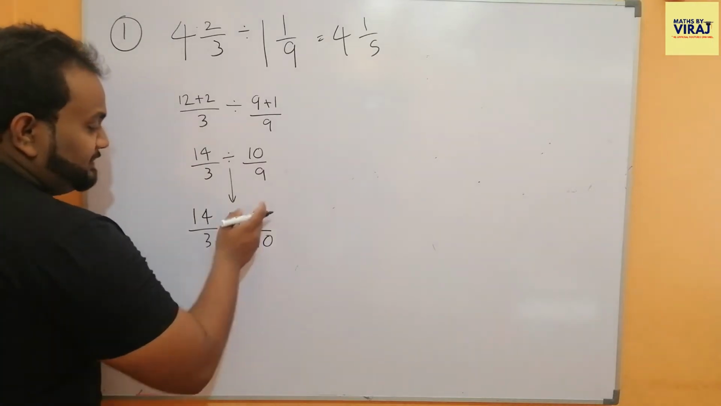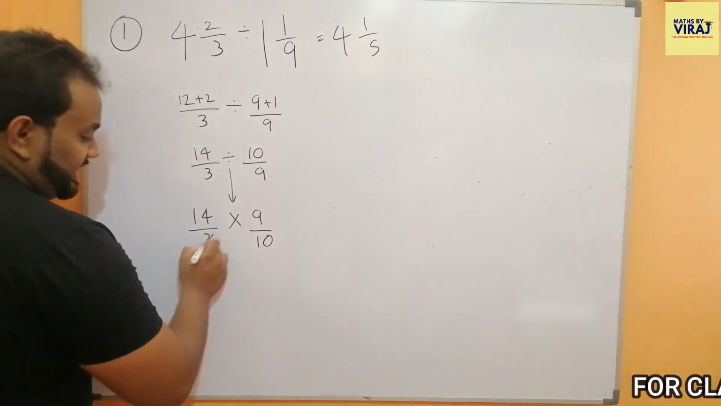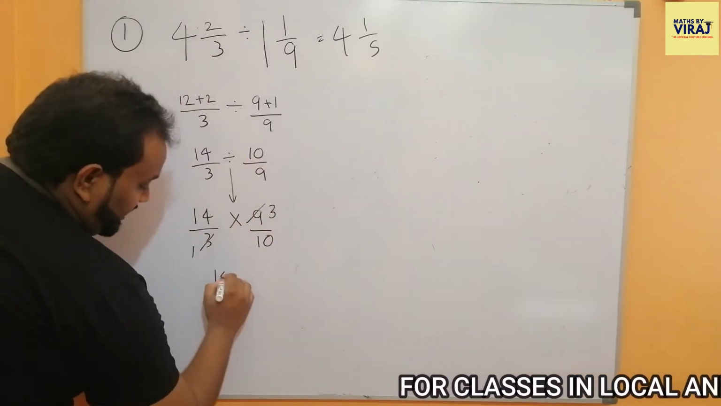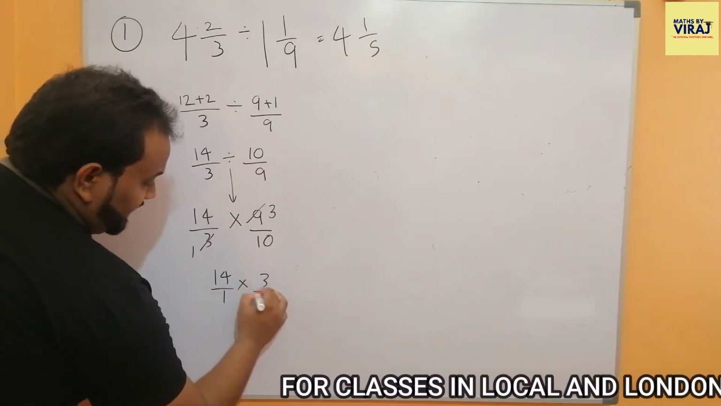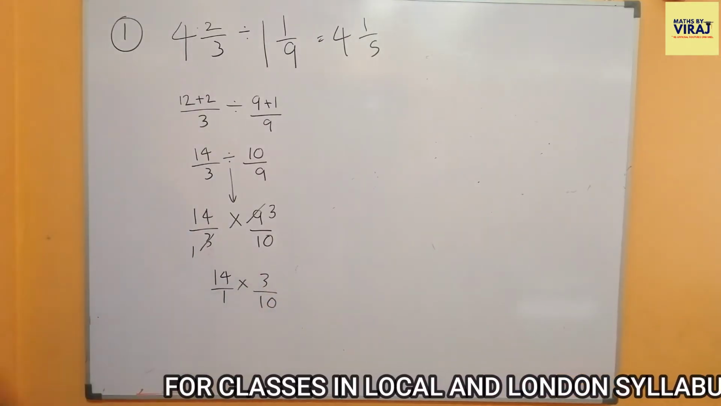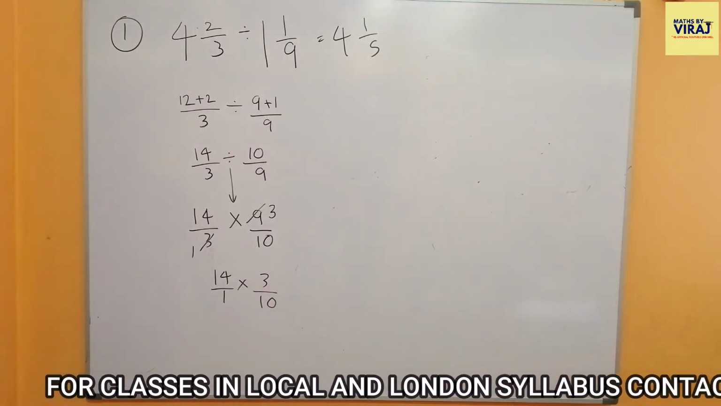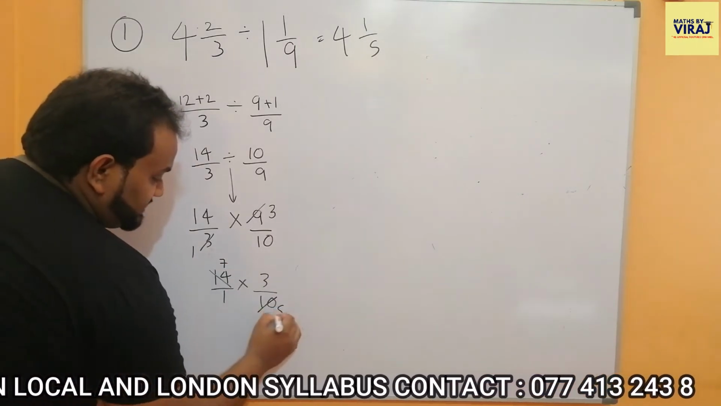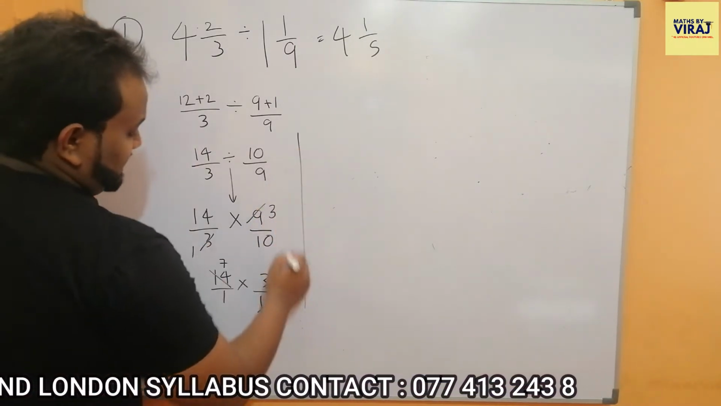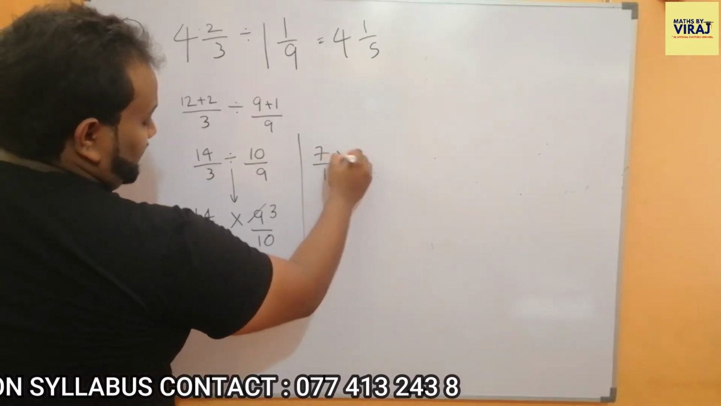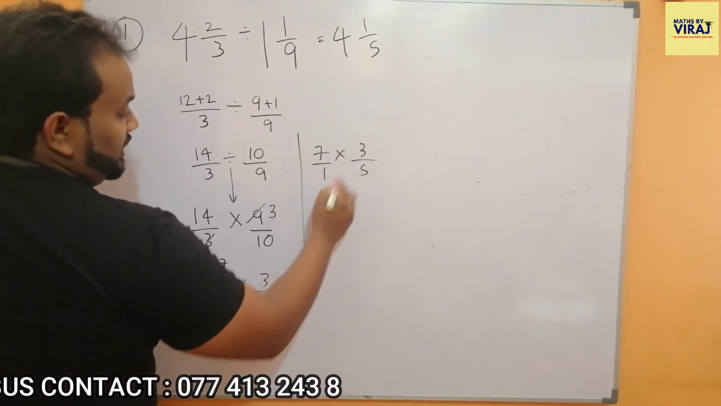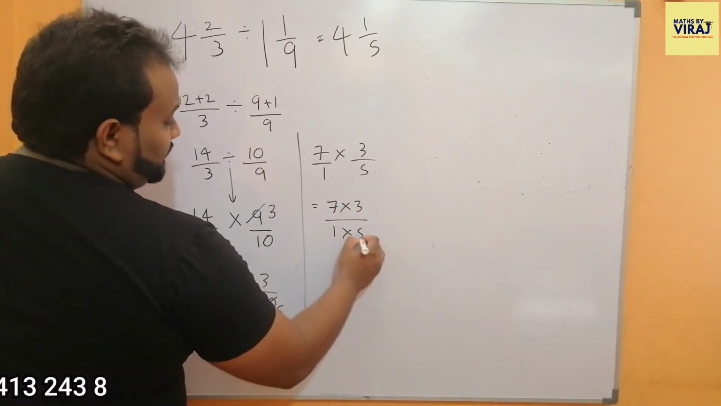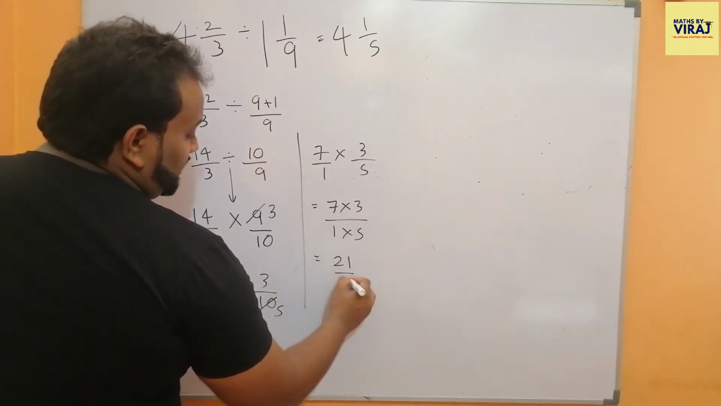Now you can simplify them easily. 3 times 1, 3 times 3, which I am getting 14 over 1 into 3 over 10. Here 14 and 10 can also be simplified by 2. 2 times 7, 2 times 5, which I will get the answer as 7 over 1 into 3 over 5. When you multiply the numerators, you get 7 into 3 over 1 into 5, which is 21 over 5.